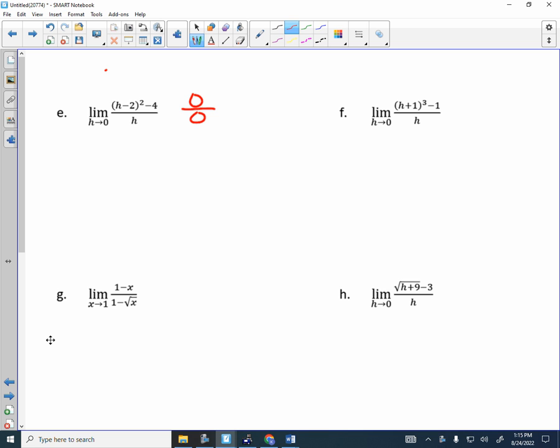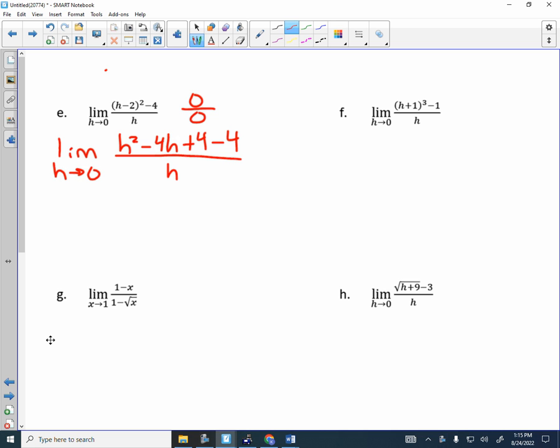Only elite minds can do that. You guys are elite. Anybody got an idea? Because this doesn't factor. Yeah, let's just square this out and see what happens. What is h minus 2 times h minus 2? H squared minus 4h plus 4 minus 4 divided by h.